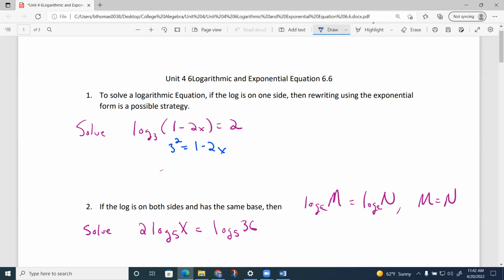So remember, the base is 3, the 2 is the exponent, so they become one side of the equation. The 1 minus 2x becomes the other. So 3 squared is then 9. So now we have 9 equals 1 minus 2x. And again, I like to have the variable on the left side. So I'm going to write this as 1 minus 2x equals 9. So then if we subtract 1 on both sides, we get negative 2x equals 8. If we divide both sides by negative 2, we get x equals negative 4. And that will be the solution to this equation.